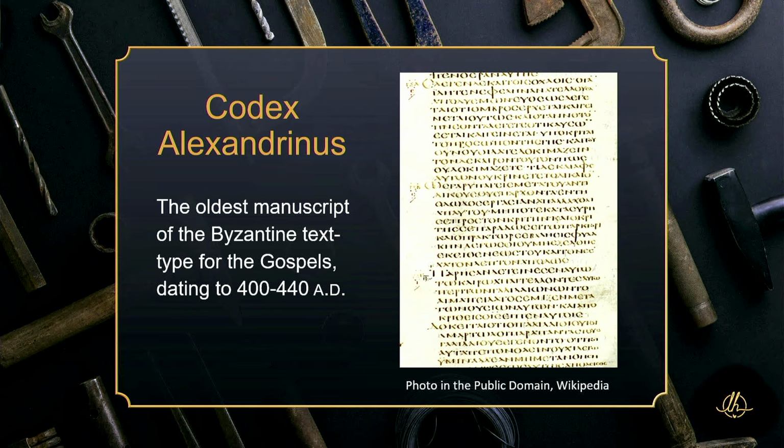The most famous example of the Byzantine text, at least for the Gospels, is Codex Alexandrinus. This comes from the 5th century, approximate date 400 to 440 AD. Over 90% of the extant Greek manuscripts that we have today are Byzantine texts. And that's why we also call it the majority text.